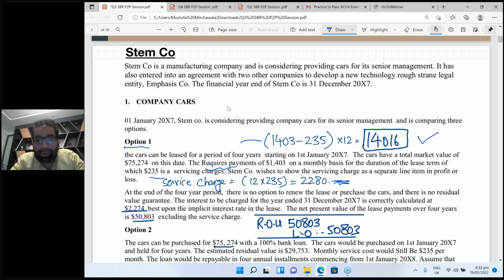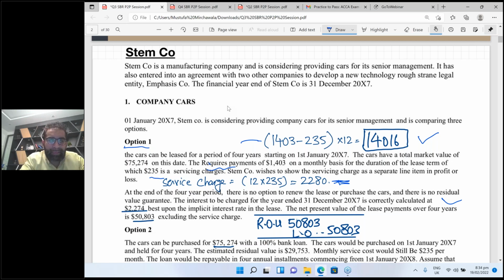STEM company wishes to show the servicing charge as a separate line item in the profit and loss. Okay, good. It's an expense. Service charge is an expense. Yes, you can book it in the P&L. At the end of the 4-year period, there is no option to renew the lease or purchase the cars. Very good. We don't want this car. And there is no residual value guaranteed. Thank God. Otherwise, it would be included in the present value of lease payments.